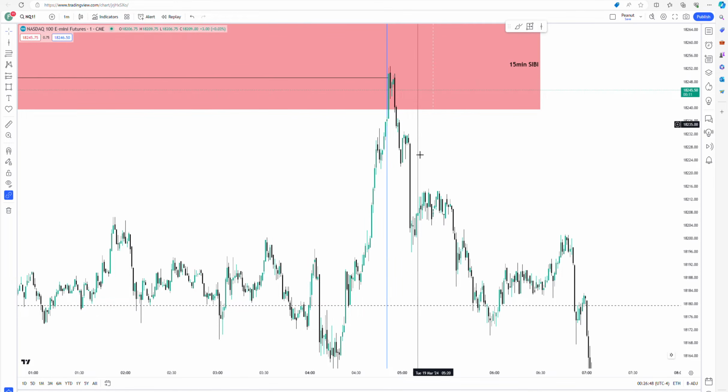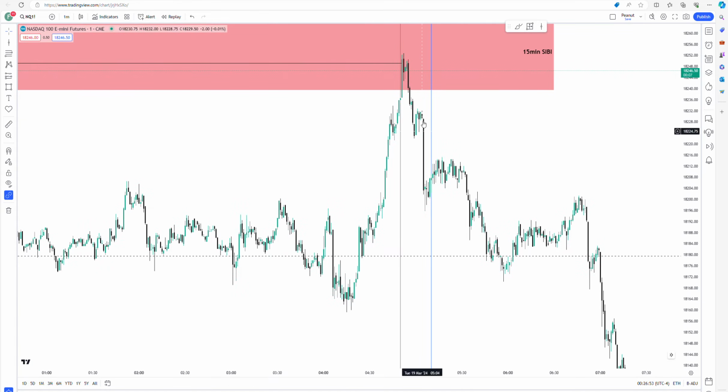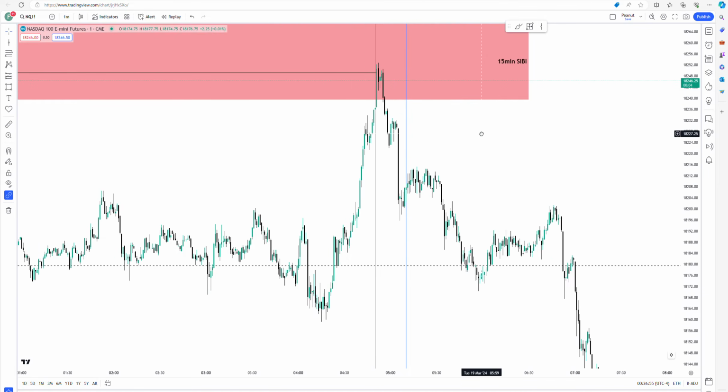You might say, why is that a macro? Macros deliver price in an important way. And this is the last macro in the London open session. London open session is from 2 a.m. to 5 a.m. So this is the last macro, right?